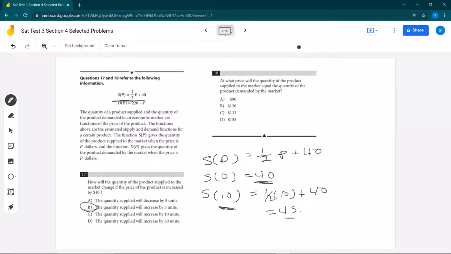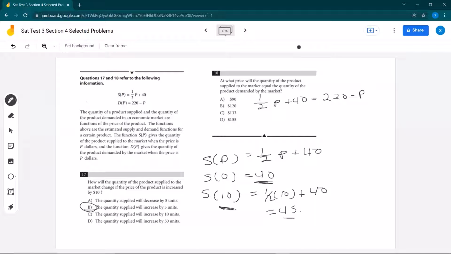Okay. Question 18 asks, at what price will the quantity of the product supplied to the market equal the quantity of the product demanded by the market? Well, to solve this, all we have to do is set the supply and demand functions equal to one another, because we want to find that P that satisfies both of them. The way to do that is just to say 1/2 P plus 40 is equal to 220 minus P. When these two are equal, P will be something.